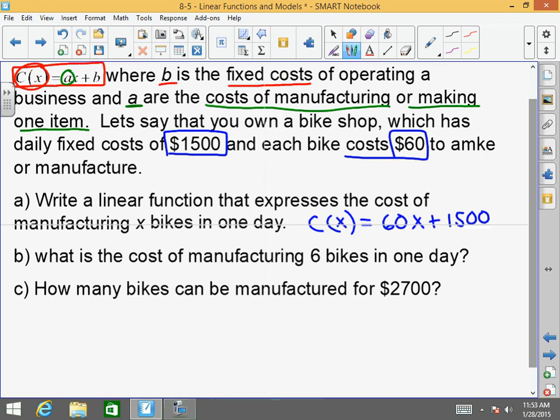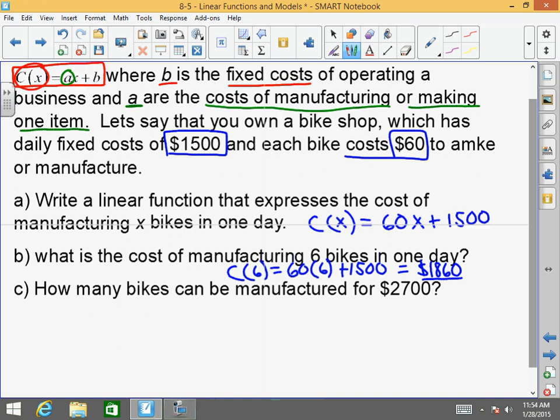What is the cost of manufacturing 6 bikes in one day? Well, just plug it in. What is the cost function when x is 6? x is the number of bikes. So 60 times 6 plus 1,500, that's 360 plus 1,500. So it will cost you $1,860 to make 6 bikes in one day.